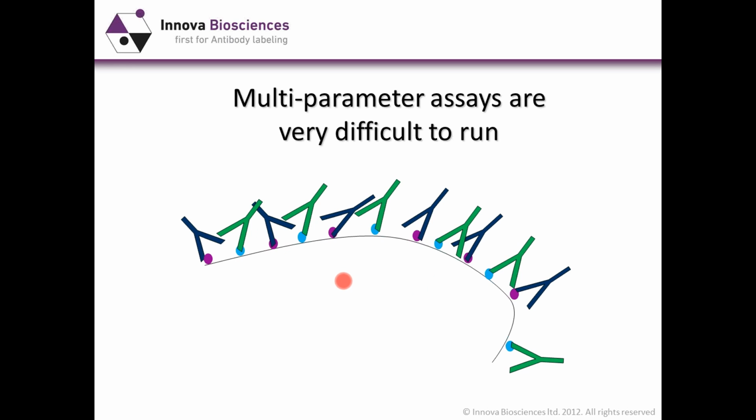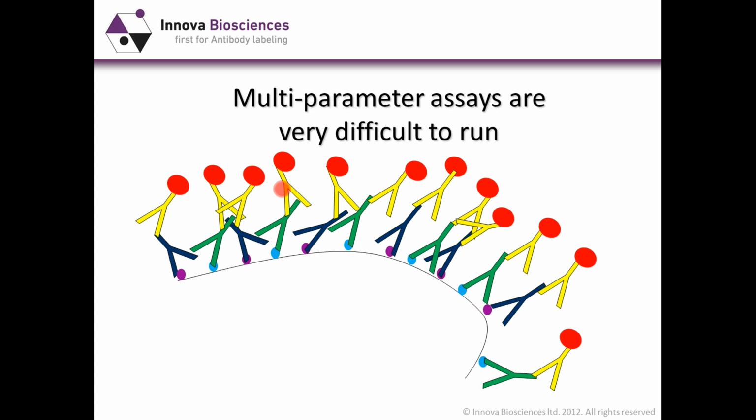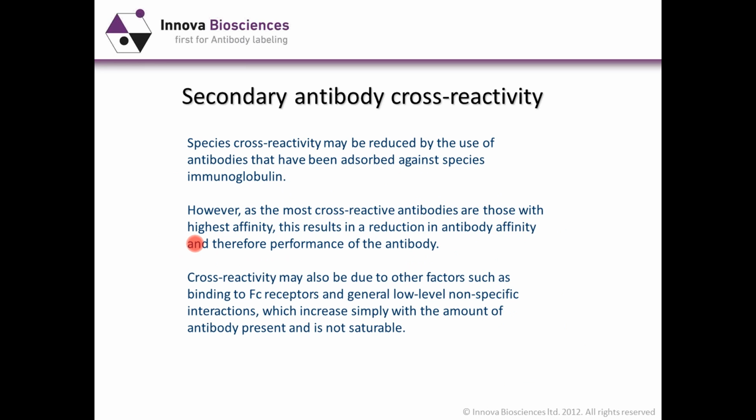However, if you go in with a secondary antibody, you will see that in this case the secondary antibody binds both primary antibodies, and it's impossible to distinguish between those. Even if these antibodies are from different species, again, you may well see significant cross-reactivity. Now, secondary antibody cross-reactivity of this sort may be reduced in a number of ways.